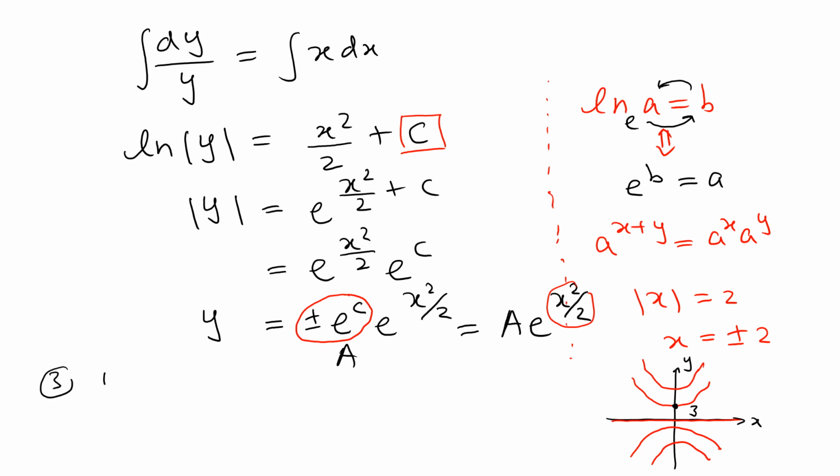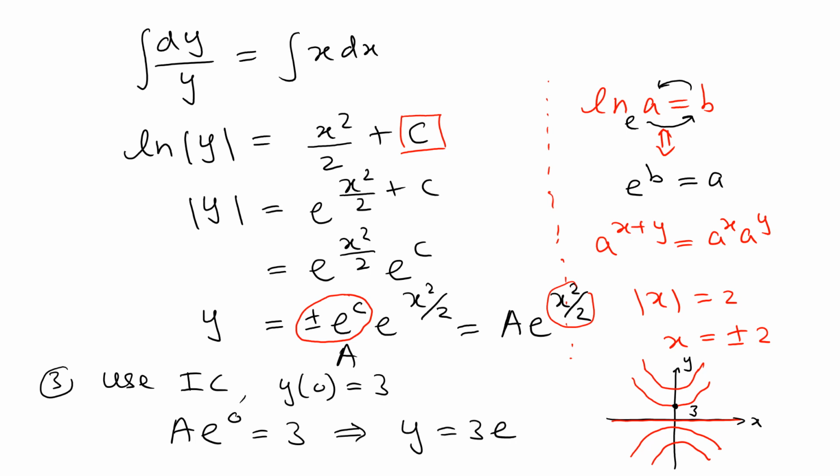We use the initial condition, in this case y(0) equals 3. If you do that, you can say A e to the 0, plugging in x equals 0, equals 3. So this says that A equals 3, which means your final solution is y equals 3 e to the x squared over 2. That is the solution of the initial value problem. We call this an initial value problem because the initial value is given. So that's the final answer for this one.